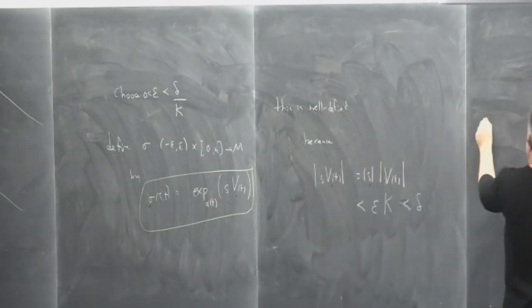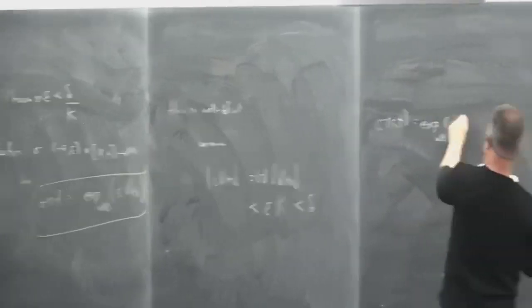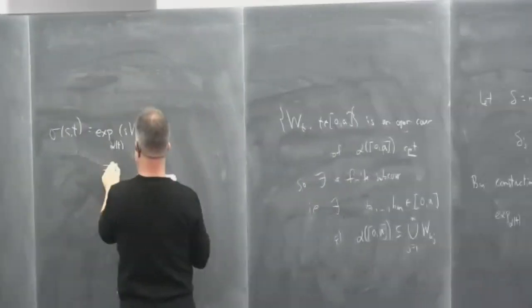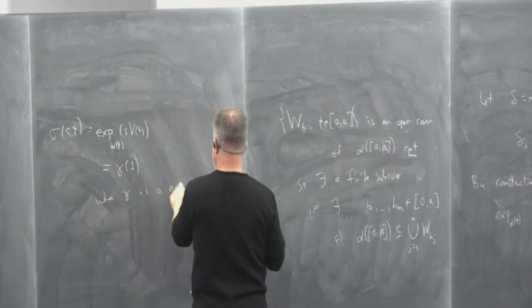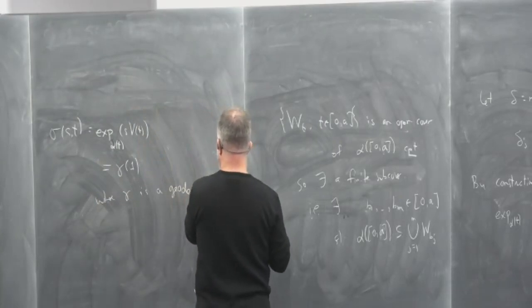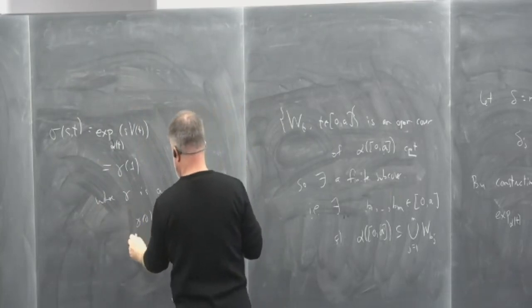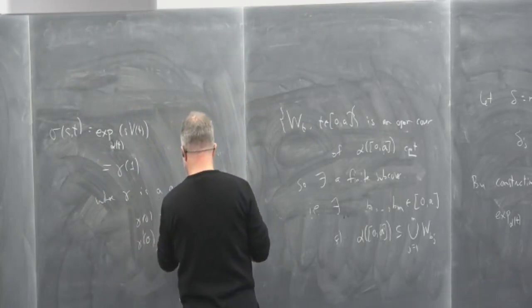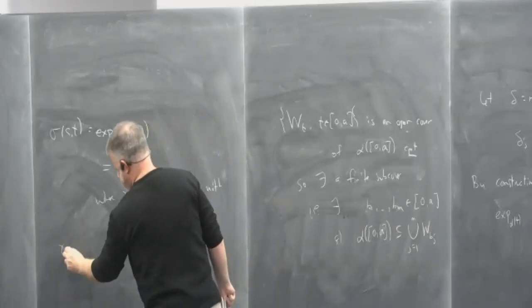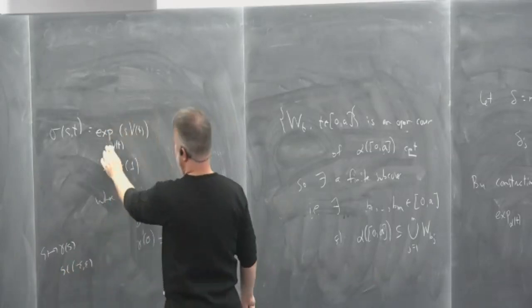What is sigma of s and t? It is exp of alpha of t applied to s v of t. This is equal to gamma at time 1, where gamma is a geodesic with gamma of 0 equal to alpha of t, and gamma prime at 0 equal to v of t. So gamma is the map s goes to gamma of s for s in minus epsilon, epsilon. That's just because of the definition here.